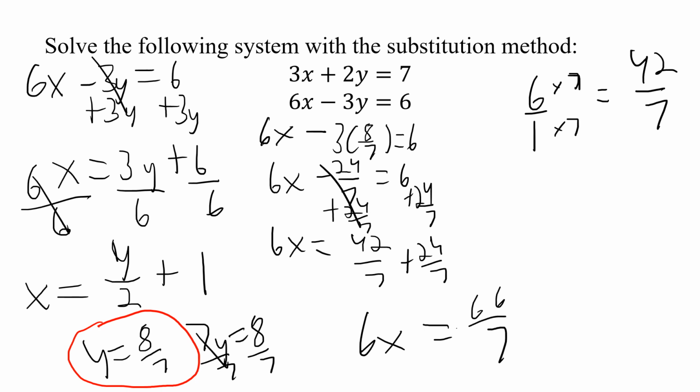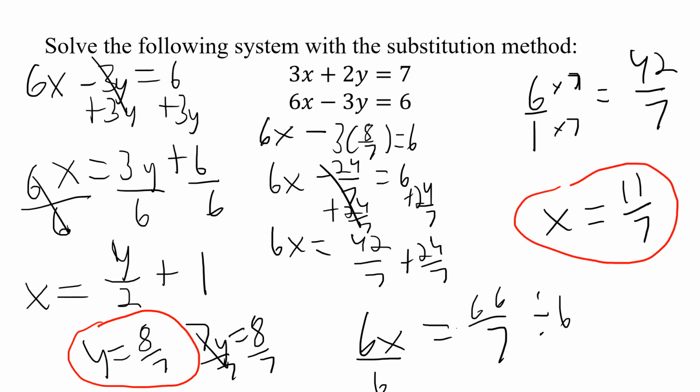Now what we need to do is divide both sides by 6. And what we get is 66 divided by 6 is 11. So x would equal 11 over 7. So if we wanted to put this in an ordered pair, it would be x is 11 over 7, y is 8 over 7. And sometimes in these systems of equations, you're going to get answers that are fractions like this. So don't worry if your answer is a fraction. Sometimes that really is okay.